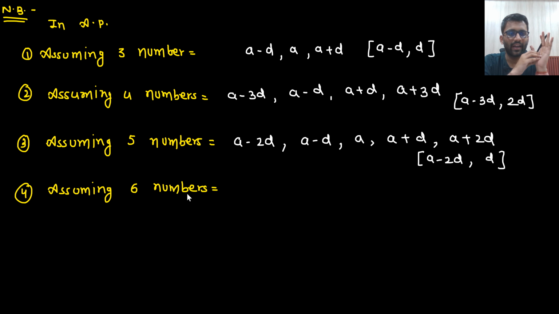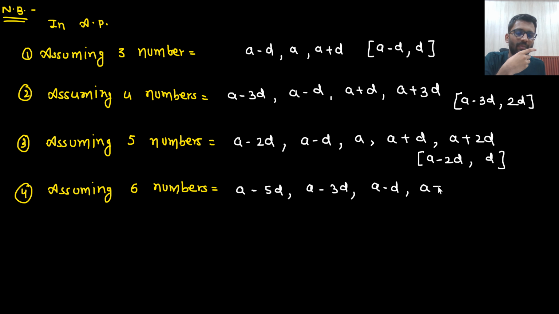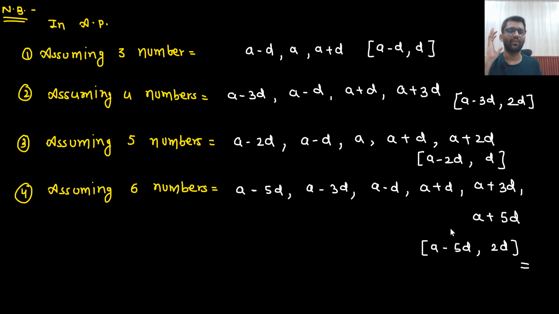Assuming 6 numbers, I cannot put anything in between. So how will I assume? a minus 5d, a minus 3d, a minus d, next would be a plus d, next would be a plus 3d, and next would be a plus 5d. So with my first term being a minus 5d and common difference being 2d. Say yes or no. So this is how I will make my assumption.